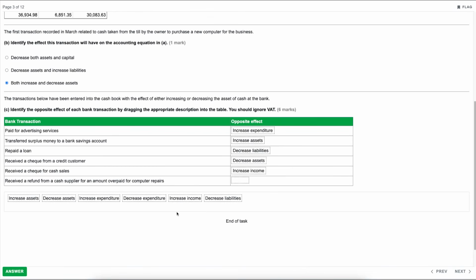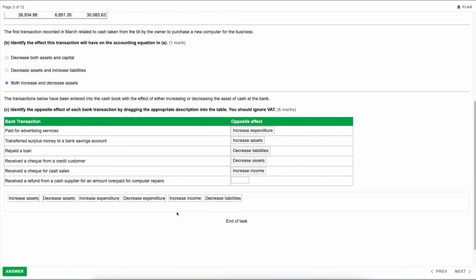And then the last one says received a refund from a cash supplier for an amount overpaid for computer repairs. So there's a few bits to this one that we need to digest, the main one being cash supplier. So it would have been recorded as debit computer repairs and credit our bank to show the money leaving the bank. Now, if we've received a refund, what we're saying is that, as it states there, in fact, we've overpaid for these computer repairs.